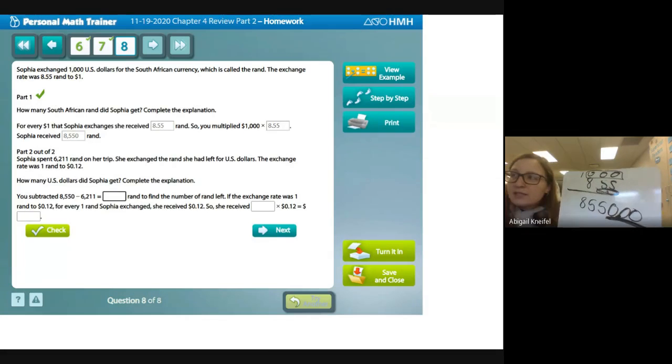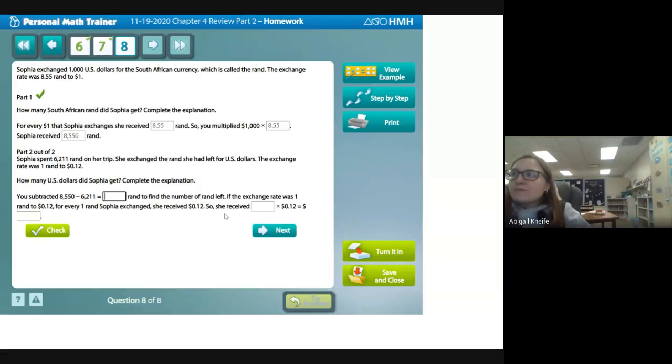So the next part says, Sophia spent 6,211 Rand on her trip. She exchanged the Rand she had left for US dollars. The exchange rate was 1 Rand to every 12 cents. How many US dollars did Sophia get?